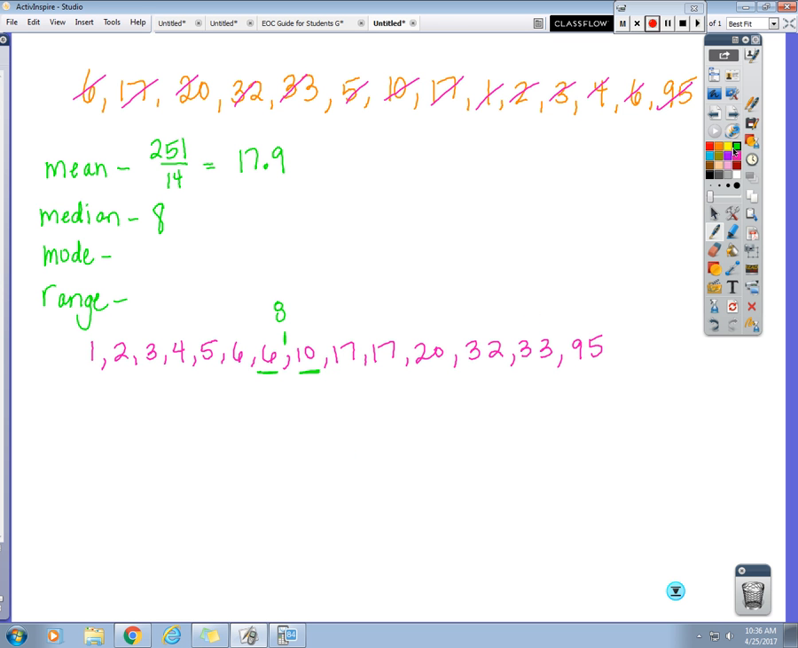Okay, what's the mode? Most common. So what's the most common? Correct. You have two modes here. 6 repeats twice, but so does 17. So we have two modes. What's the range? How do we calculate range? Correct. You do the maximum number of the data minus the minimum number. 95 minus 1 is 94. Okay, so those are called the measures of central tendency: mean, median, mode, and range.